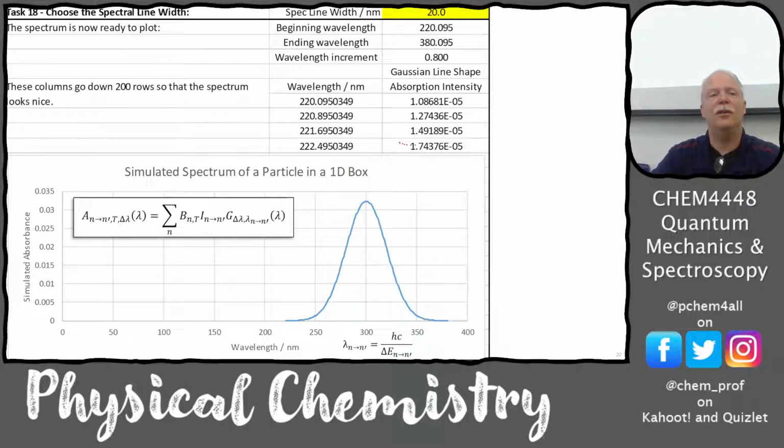So once you have your spectral wavelength and you pick your spectral line width, you get the Gaussian peak shape. And you've simulated your spectrum. So this is from the wave function all the way to the simulated spectrum in a spreadsheet, all on one sheet. And so enjoy it.